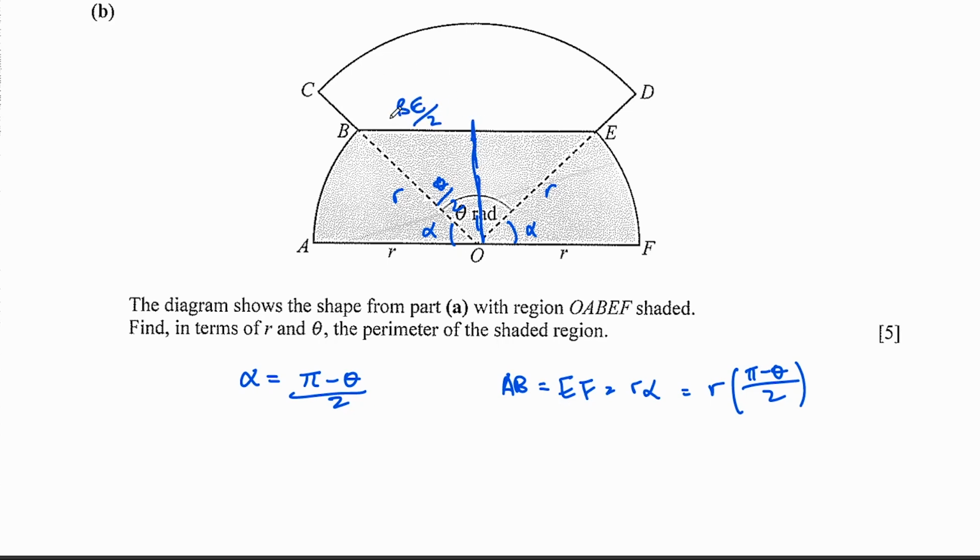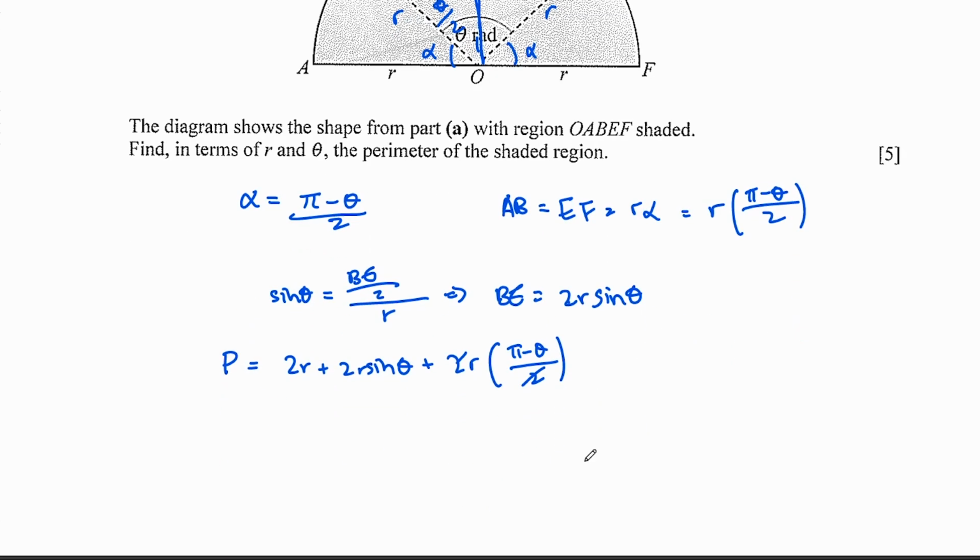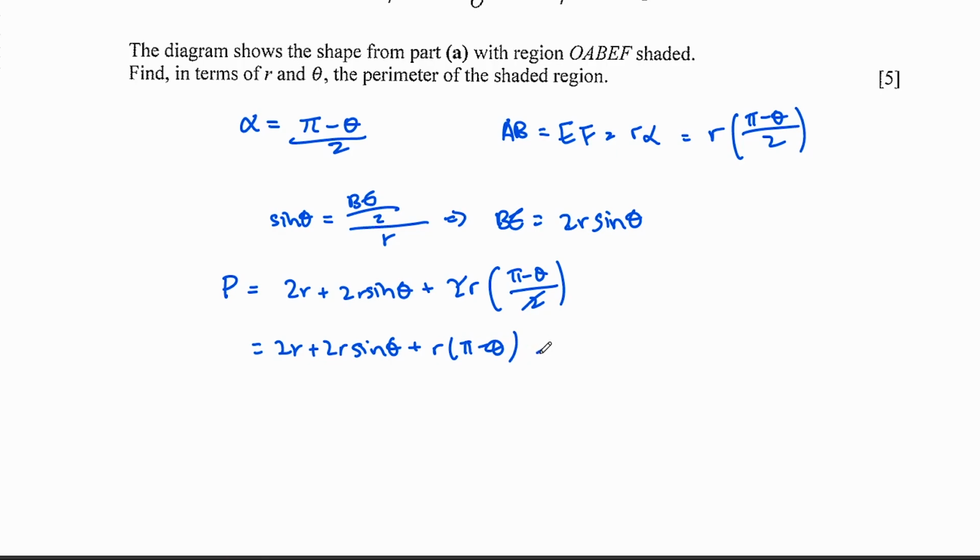Right, so this will be the opposite, and the hypotenuse will be r. So we know that sine theta will be BE over 2 over r, and BE therefore we can get by having 2r sine theta. Right, and then now to find the perimeter, you just have to add up all the values: 2r, 2r sine theta, 2r pi, this one. So these two cancel, and we are left with, right, this will be the final answer.